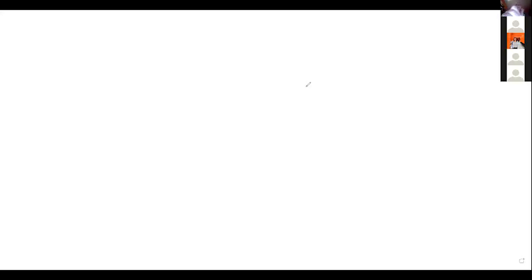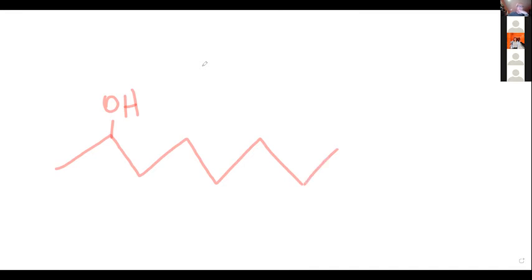So the product is this, so that's the product, right? And the question is, what would you start with to get that? It's an 8 carbon chain. 1, 2, 3, 4, 5, 6, 7, 8.